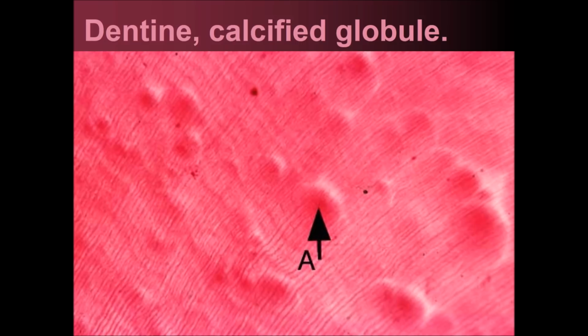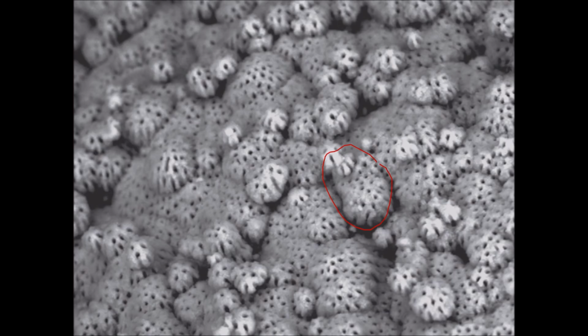Here we can see the globules. These are the globules, the calcospheres. As you can notice here, they are increasing in size and becoming mineralized, then will give us this homogeneous dentin, and the dentinal tubules will pass through these globules. The dentinal tubules run through these globules. This is a scanning electron microscope image. These are the calcospheres or the dentinal globules.